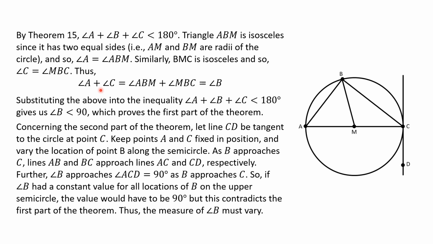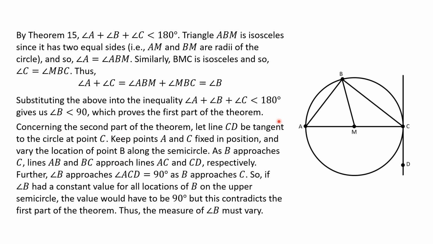Have that here. And we just add A plus C together, but we take these two equivalents, and we get ABM plus MBC, which is just angle B here. So A plus C equals the measure of B. And we plug that into here, and we get A plus C is B. So we get 2B is less than 180 degrees. And if we divide both sides by 2, we get that B is less than 90, which is what we wanted to prove, that this angle up here is less than 90. It's an acute angle.